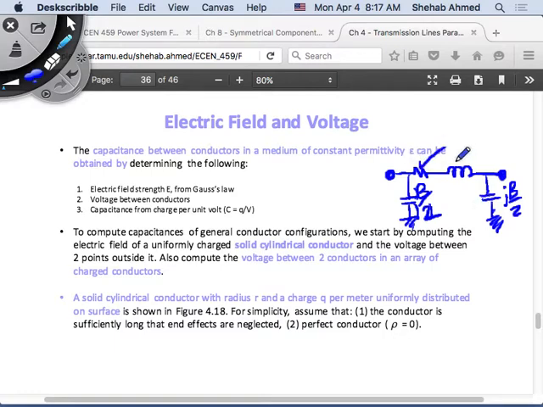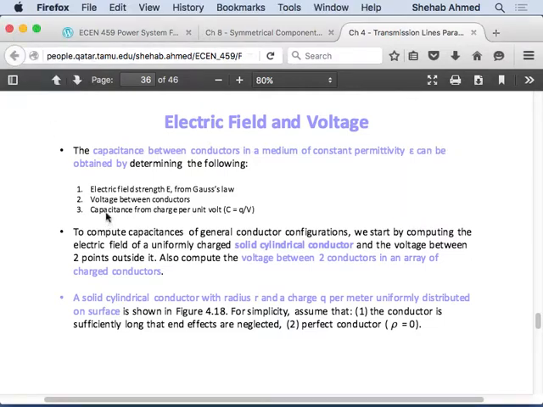We want to figure out how to calculate this. We used it in the last chapter, in the power flow chapter, but now we want to figure out how to calculate it. So we start from the electric field and calculate the voltage difference due to that electric field. That electric field will have a certain strength, and any two points in an electric field will have a voltage difference between them.